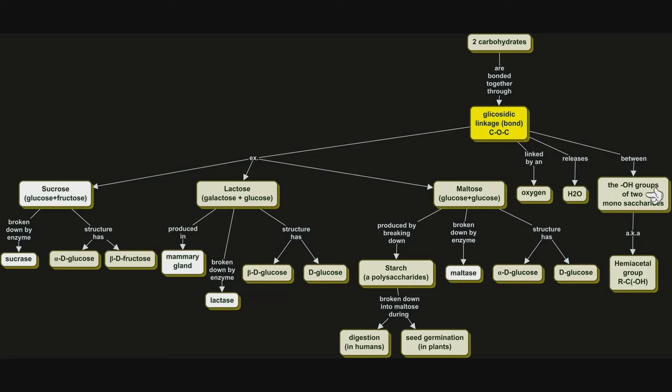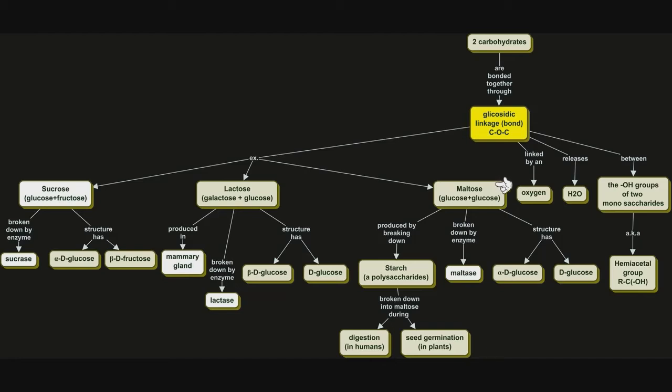A glycosidic bond occurs at the OH group in one of the monosaccharides. This OH group in the monosaccharide is called the hemiacetal group. Here are some examples of a glycosidic bond.